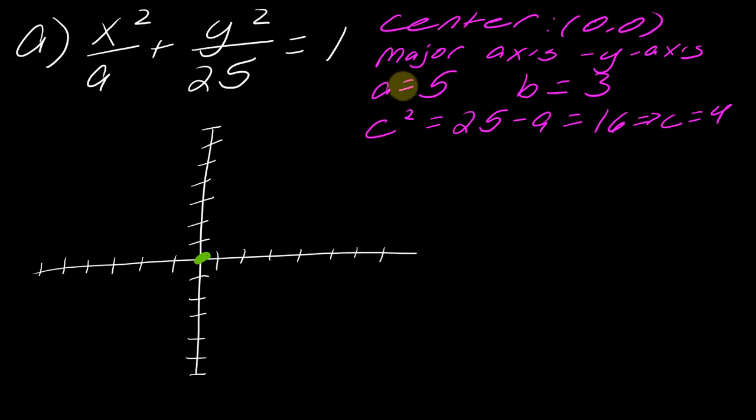And now that you know your A and your B, these are the directions that you want to count out. The way I look at this, in the Y direction, I need to count out 5. So I'm going to go 1, 2, 3, 4, 5 up, 1, 2, 3, 4, 5 down. And then in the B direction, I'm going to count 3 in each direction. 1, 2, 3, 1, 2, 3.